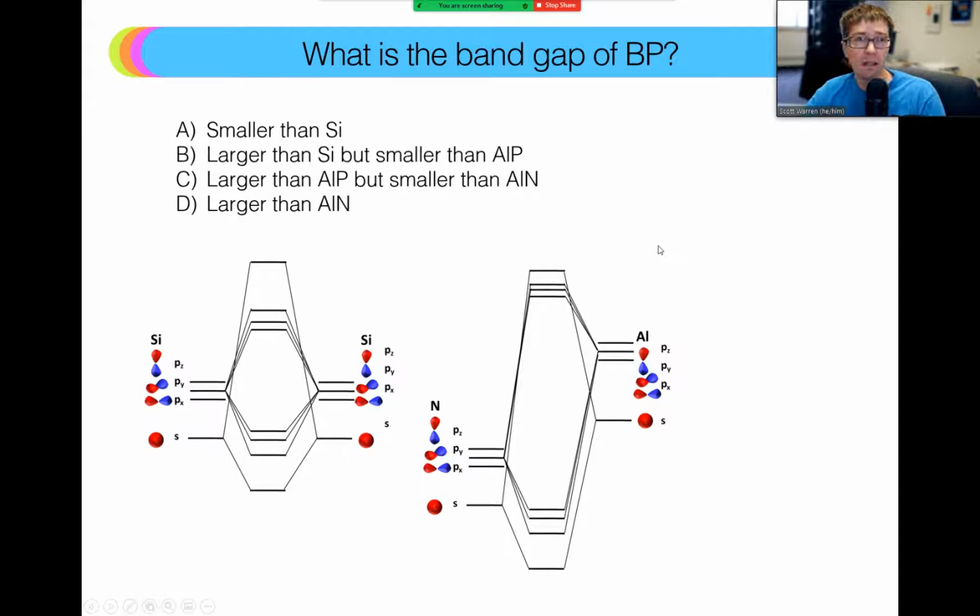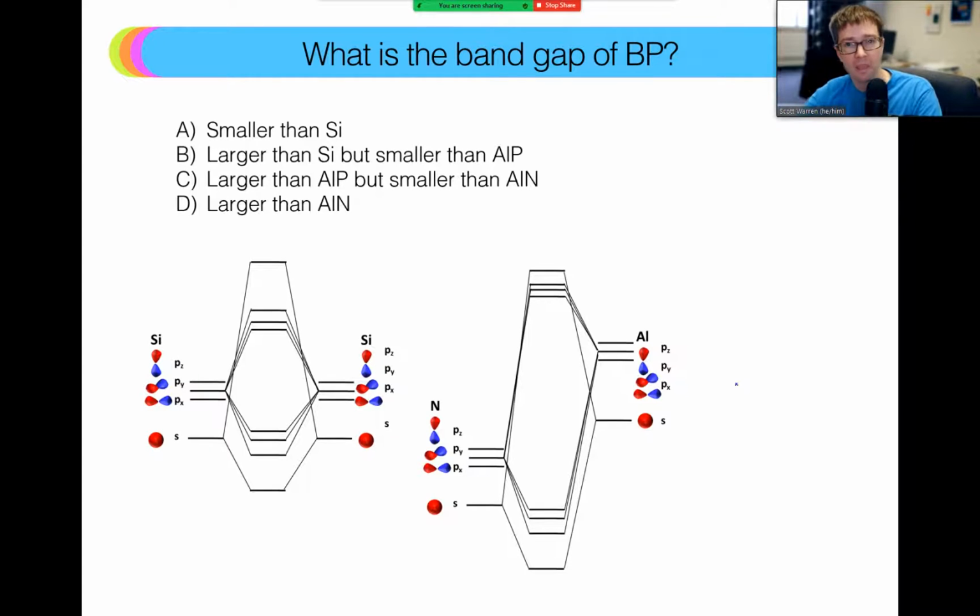Okay, another related question. What's the band gap of boron phosphide, BP? Now we can compare the band gap of boron phosphide to silicon, aluminum phosphide, and aluminum nitride. Pause your video, solve it.